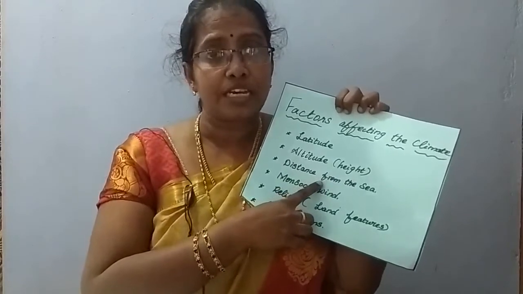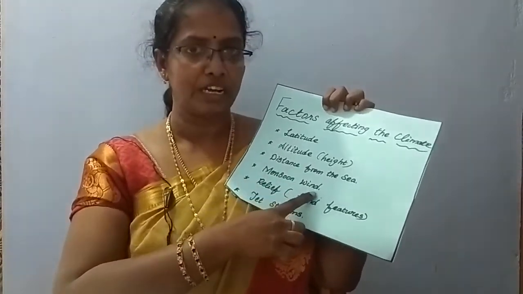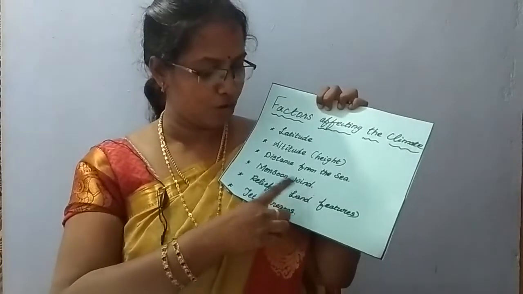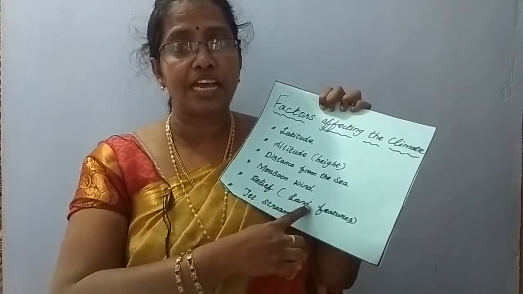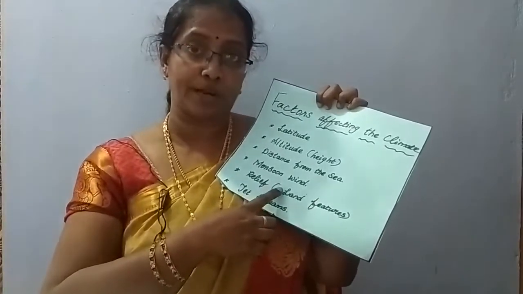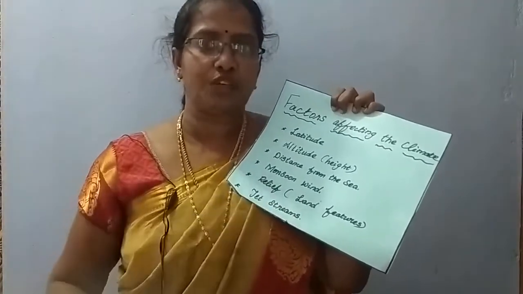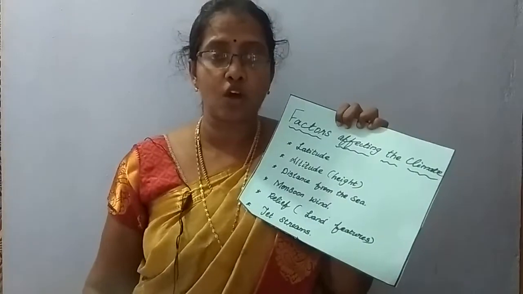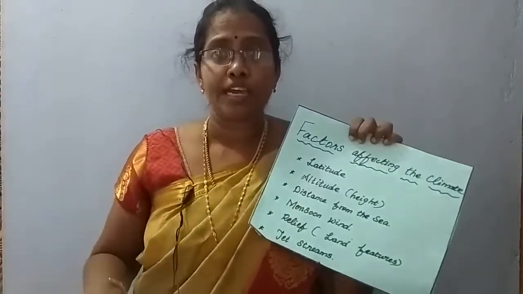Distance from the sea, then monsoon wind. Then relief. Relief means land features, otherwise the physical features of a particular place. The next one is jet streams. These are the factors affecting the climate of India.